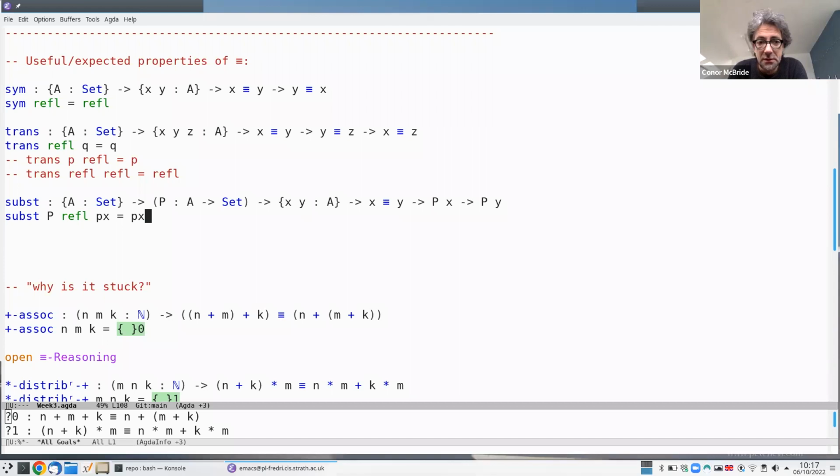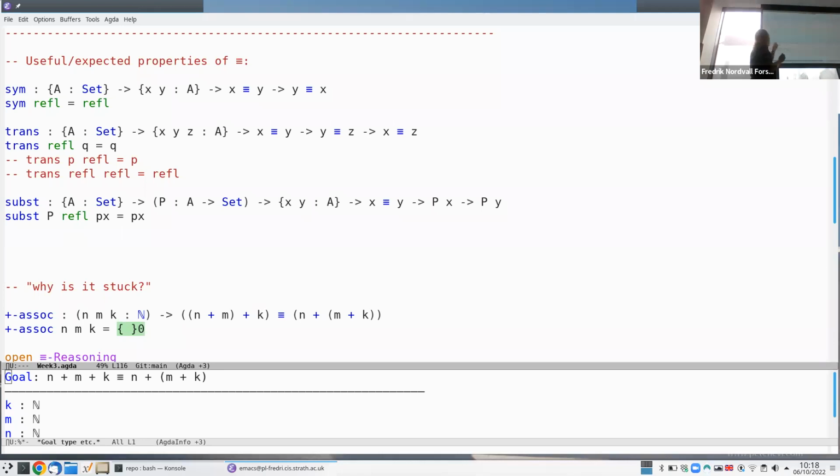Okay, so let's see how we would actually do this. So this is more about producing an equality again. Here I would like to prove that addition on natural numbers is associative, meaning that I should get the same thing if I first add the first two numbers and then the last one, or if I first add the last two and then the first one, moving the brackets around.